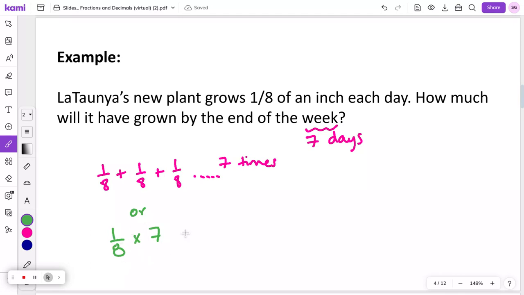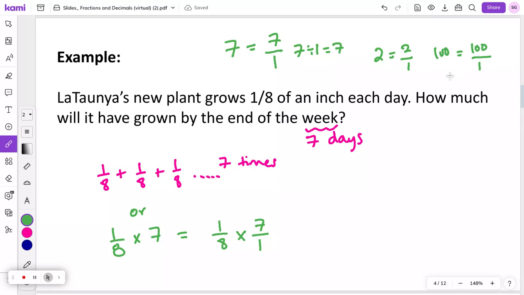What is helpful when you multiply fractions is it actually helps to have both of the numbers be a fraction. So here, the first thing I want to do is make 7 look like a fraction. And we do that by making it 7 over 1. If you ever have a number and you want it to be a fraction, you can make the denominator 1. I can do that because this just says 7 divided by 1, and 7 divided by 1 is 7. That's true for any number. 2 would be 2 over 1. 100 would be 100 over 1. That denominator is just 1.